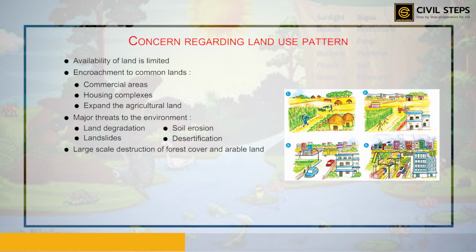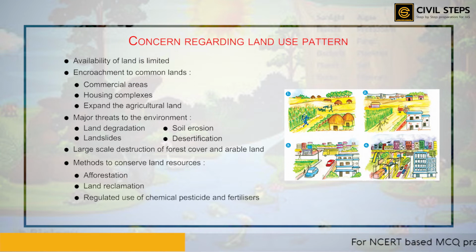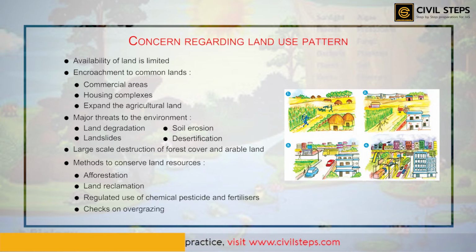Therefore, the present rate of degradation of land must be checked. Some of the common methods used to conserve the land resources are afforestation, land reclamation, regulated use of chemical pesticide and fertilizers, and the checks on overgrazing. So this was about the concern regarding the land use pattern.